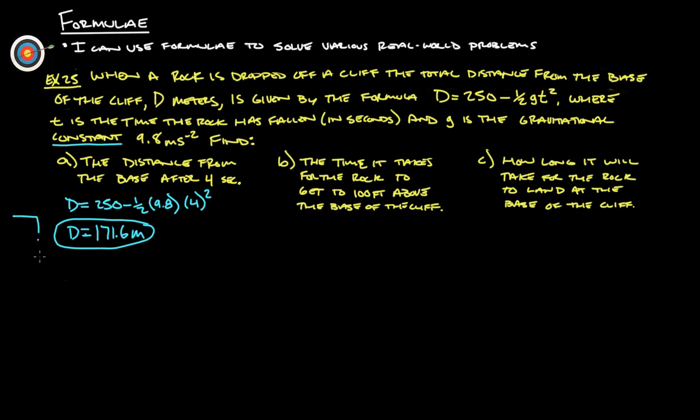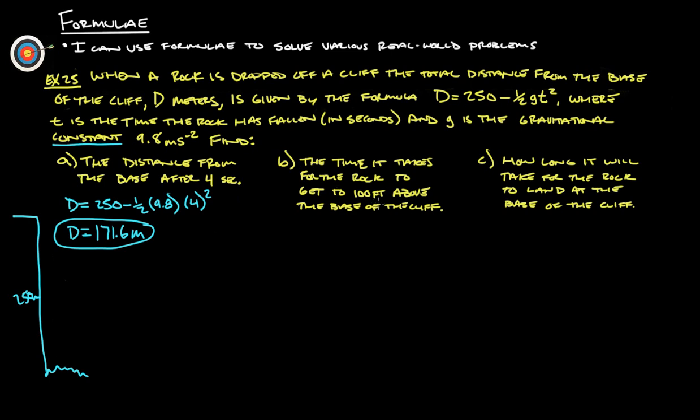So again, here's our picture. Here are the jagged rocks below. Here's the top of the cliff. This is 250 meters tall. After 4 seconds, it's about right here, 171.6 meters from the bottom. Okay, just so you get an idea what's going on. All right, let's take a look at B.